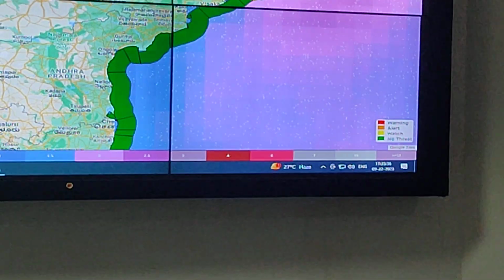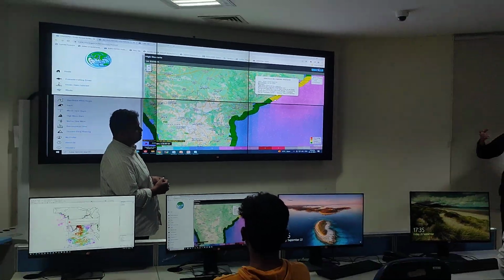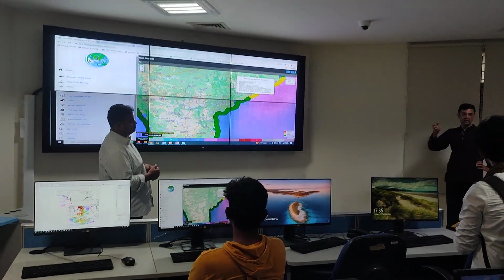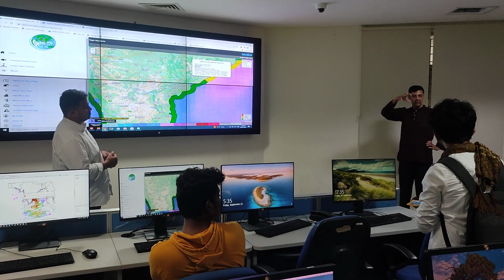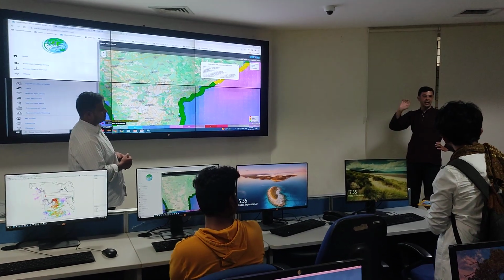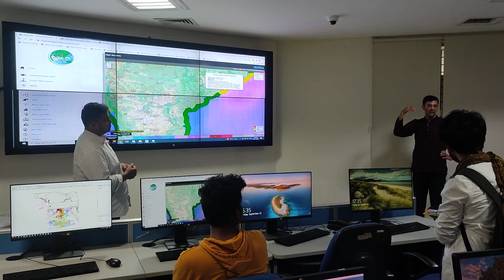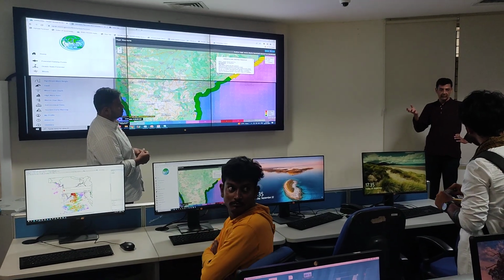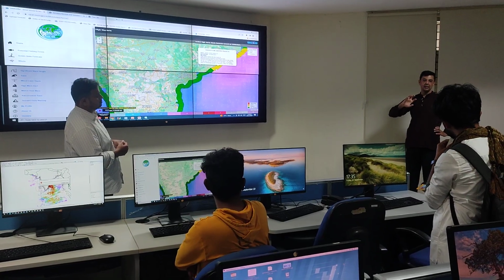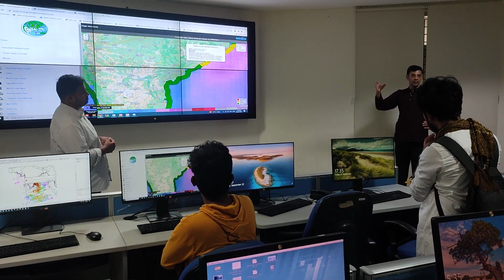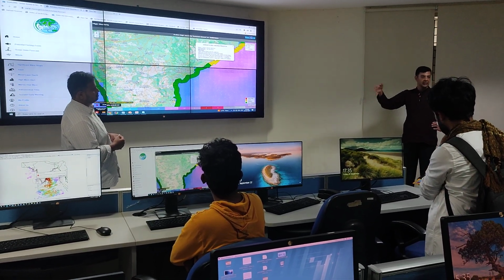Now ONGC, that is the Oil and Natural Gas Corporation, is an Indian agency. They operate in many places. So they actually subscribe, based on their requirement, to an international service. And with that international service, they don't have the permissions to put observational buoys within the EEZ.